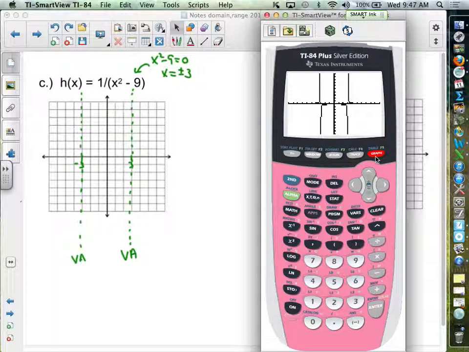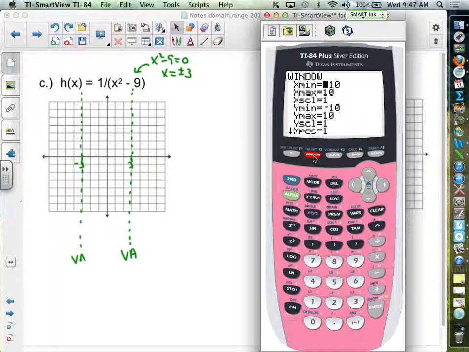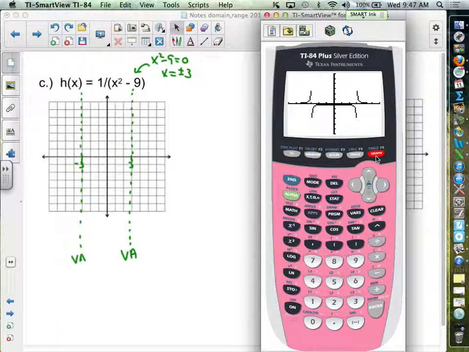All right, now that doesn't look very clear. I think we're looking at too much of it. Let's kind of zoom in some. Let's hit the window button. And instead of going from -10 to +10, let's go -6 to 6 for my x. And we'll do the same thing for y. We'll see how that looks. Just zooming in a little bit closer so I don't have such a big window. All right, that looks a little bit better.